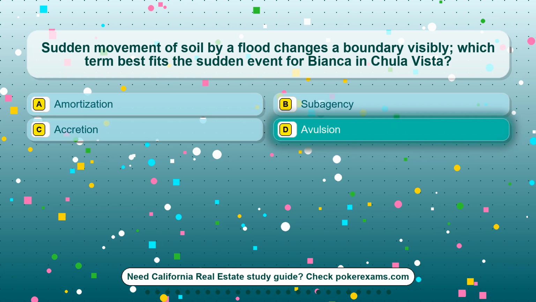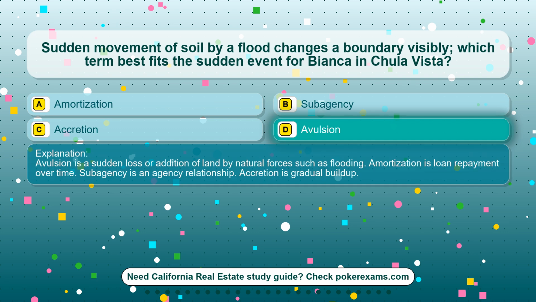The correct answer is option D. Avulsion. Avulsion is a sudden loss or addition of land by natural forces such as flooding. Amortization is loan repayment over time. Subagency is an agency relationship. Accretion is gradual buildup.